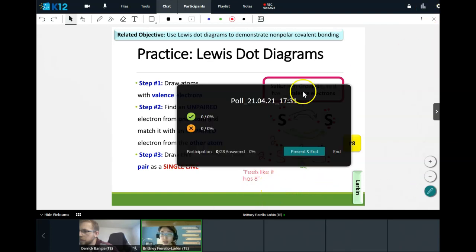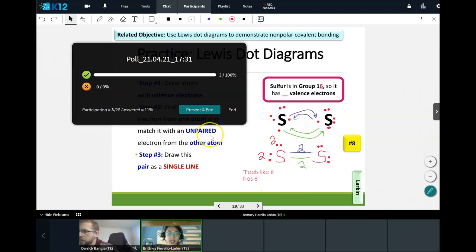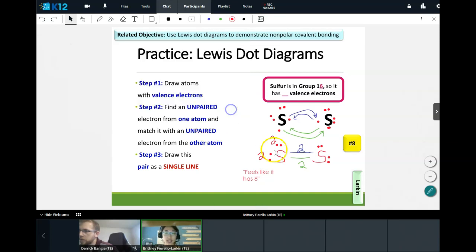One more time, go ahead, give me green checks, orange X's as that's beginning to make sense. Once they share, each sulfur feels like it owns everything in the center, which actually makes it feel like it has more. This is the answer to number 8. Please go ahead and choose the diagram that shows 2 shared pairs. So 2 lines between the atoms. Go ahead and raise your hands. You have 20 seconds to get that done. Work quickly because we are out of time.